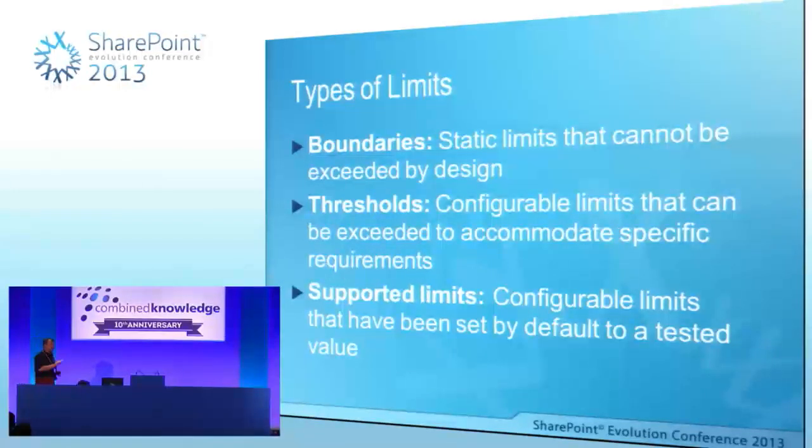When you go to TechNet or MSDN, but mostly TechNet, it's really important to hear this if you want to stay in support with Microsoft: there are 3 types of limits. They have what they call boundaries, and those are static limits that they've hard-coded into the product that we cannot engineer past. Hard limits. 300 content databases for a web application is a hard limit. You can't script 301, it fails.